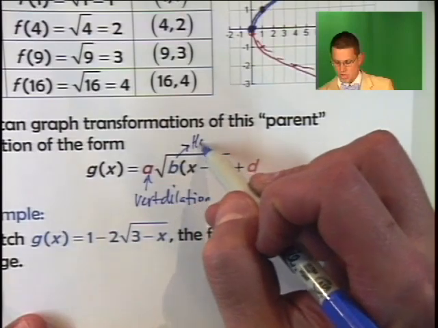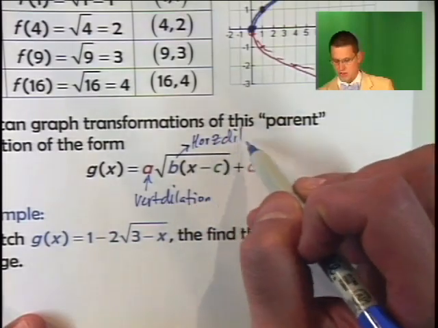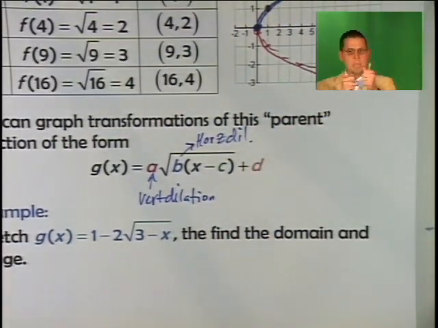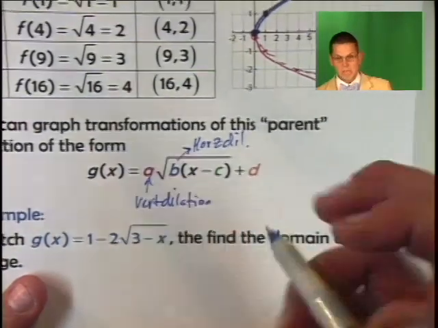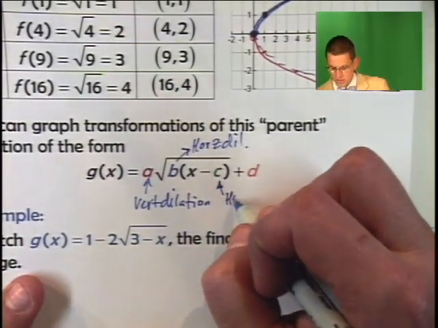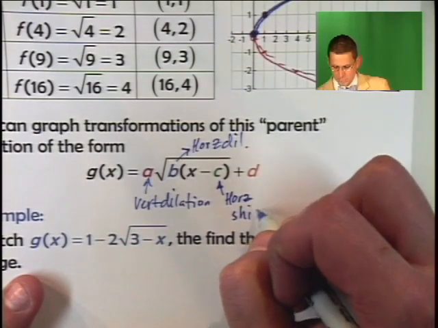B is your horizontal dilation. And what that's going to do, it's going to stretch it horizontally, opposite of what it appears. C is your horizontal shift. It'll take it left or right.